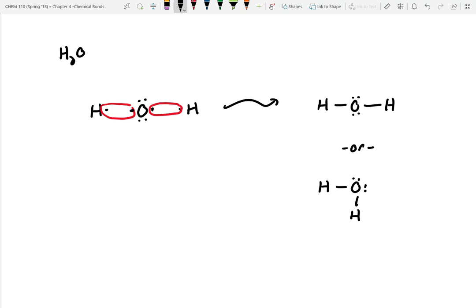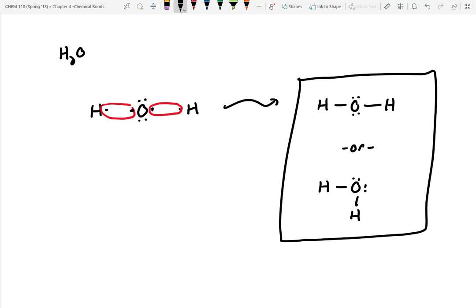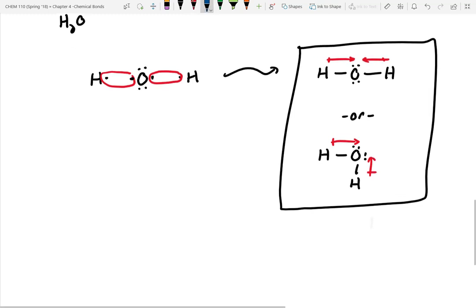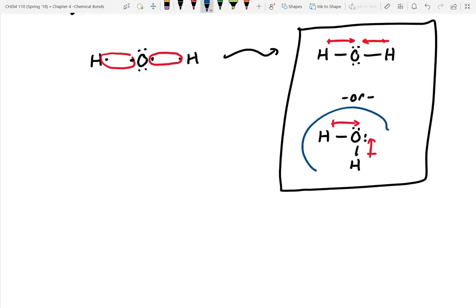All right, which one's more electronegative? Oxygen, absolutely. Fluorine, oxygen, and nitrogen are the most electronegative. So it's going to pull electron density away from this one. Same thing with this one. And I'm just going to make a note here that this version on the bottom is the better representation.